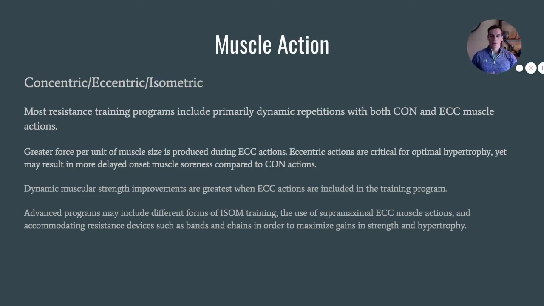Dynamic muscular strength improvements are greatest when eccentric actions are included in the training program. And obviously advanced programs may include different forms of isometric training, the use of what we call supramaximal eccentric muscle action, and accommodating resistance devices such as bands and chains to maximize gains in strength and hypertrophy. Okay, so just to dive into that a little bit deeper and to give you a little bit more context as to what we're talking about there.